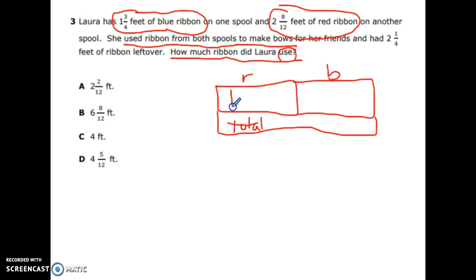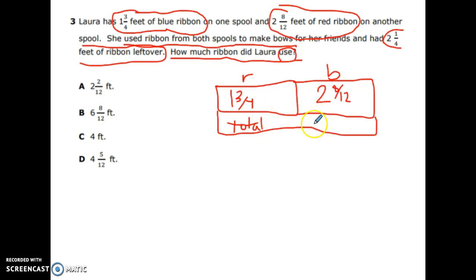So red ribbon 1 3/4 and blue ribbon 2 8/12. Now wait, you might go ahead and just try to add these together and stop there, but that would give me my total amount of ribbon. My question doesn't ask for that. It doesn't ask for the total amount of ribbon. How much did she use? She didn't use all of the red and the blue. It said she had, oh, don't forget this important fact right here. It said she had some leftovers.